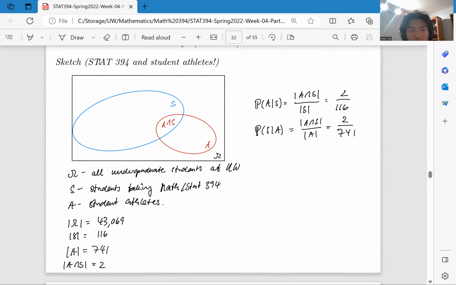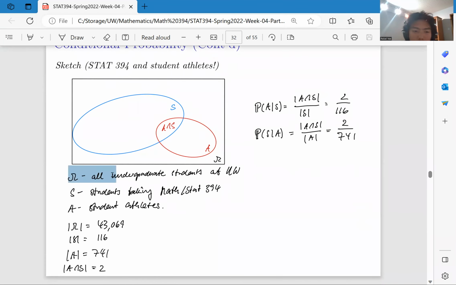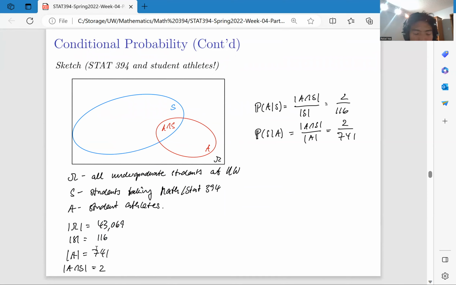And so let's use the Venn diagram to illustrate this case. Suppose Omega is all of the undergraduates at the University of Washington, S is the students taking Stat 394, and A is the student athletes. So there are three sets here, and we already know that there are 43,000 students in UW, 116 students in our class, and 741 students are athletes.